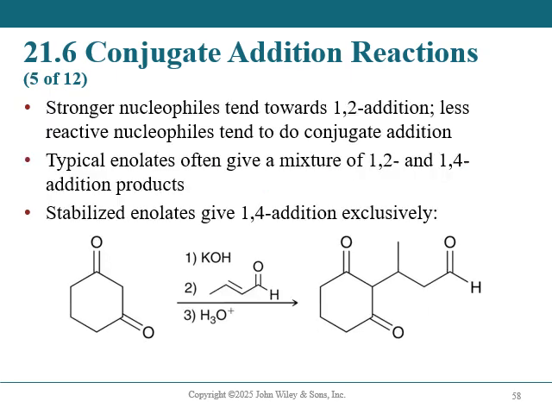Stronger nucleophiles will tend towards 1,2 addition, and less reactive nucleophiles will tend to do conjugate addition. Typical enolates often will give you a mixture of 1,2 and 1,4 addition products. Stabilized enolates, on the other hand, will lean exclusively towards 1,4 addition. So this is a scenario in which you can have that addition, right? You have a strong base, you have the group that you're adding, and then the acidic workup.